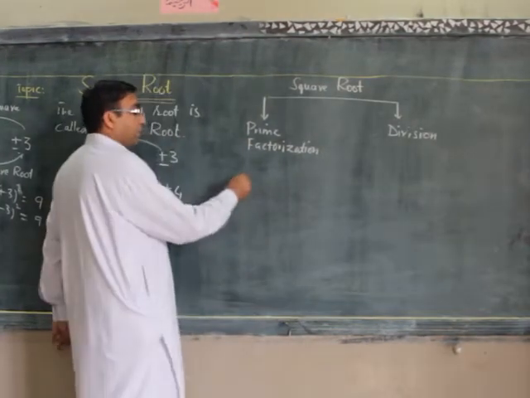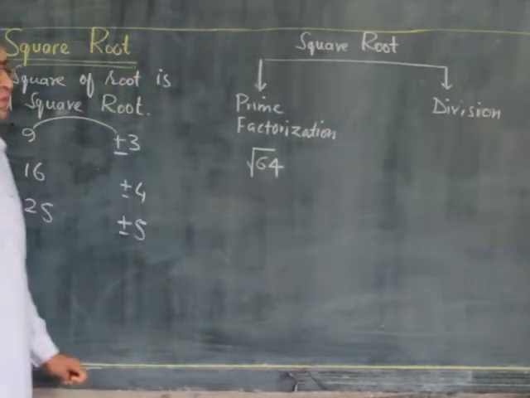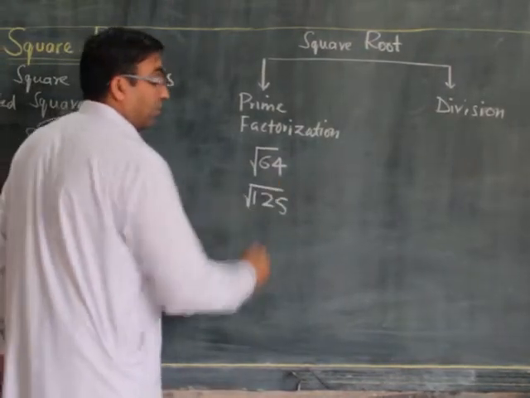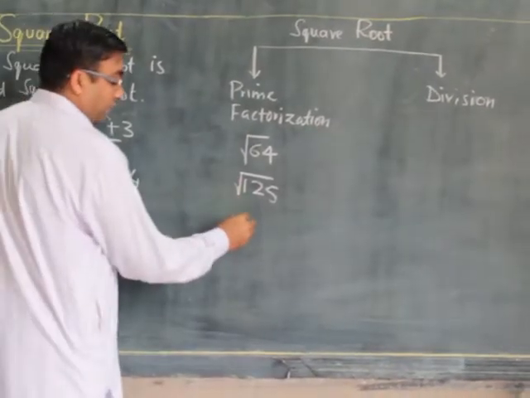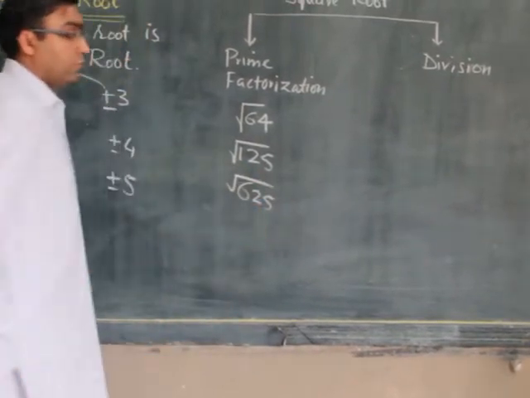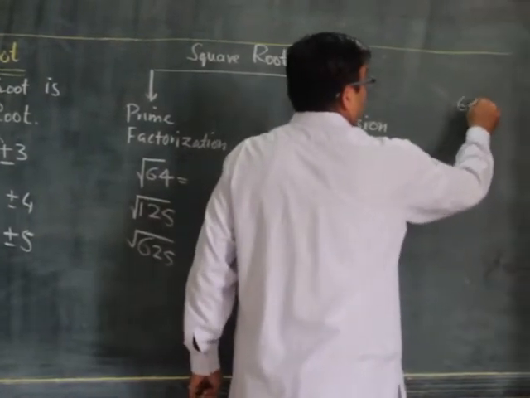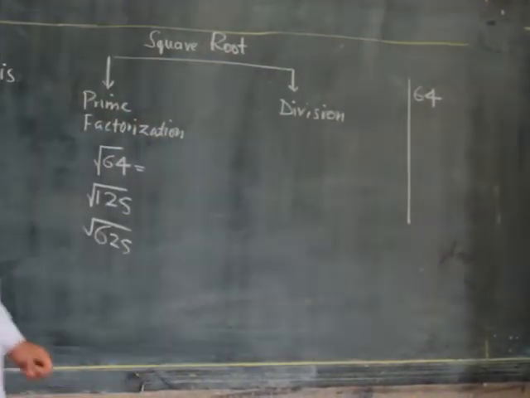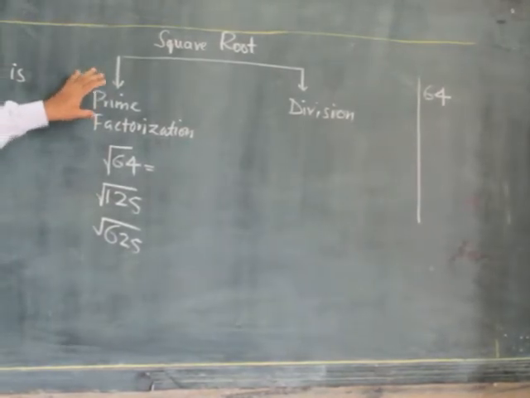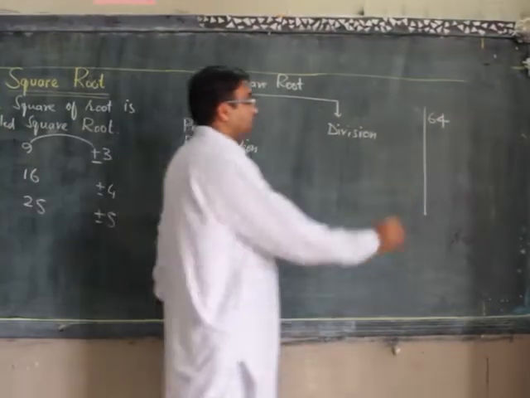For example, we have to find square root of 64. Yeah, we have to find square root of 125. Yeah, we have to find square root of 625. So, by prime factorization, first of all, find out the prime factor of 64. Prime numbers we have already discussed. We have earlier discussed that prime numbers are those numbers which have only two factors.